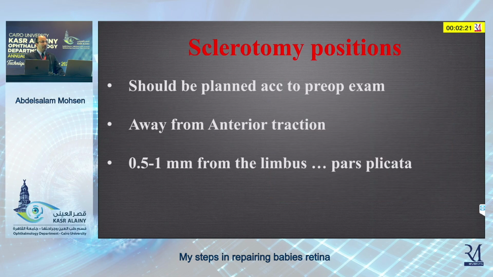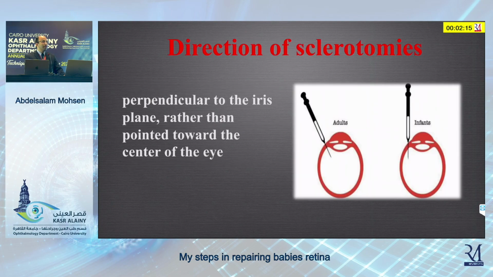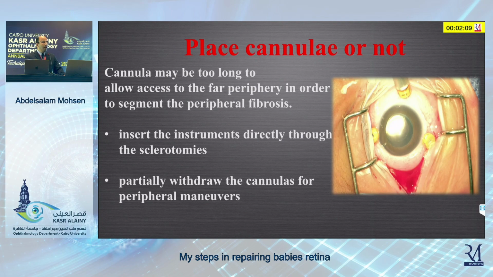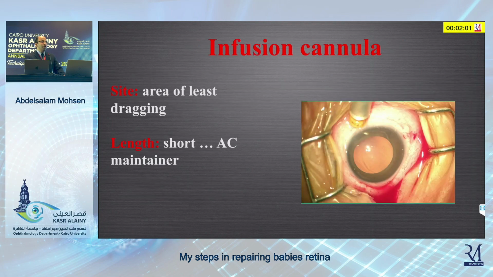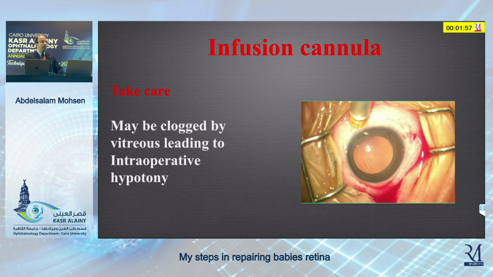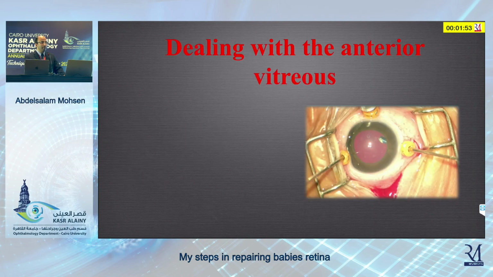The sclerotomy position should be planned according to the preoperative examination, away from any anterior traction, and it is placed 1 millimeter from the limbus. It is placed perpendicular to the iris rather than pointed toward the center of the eye as in adults. The cannulas may be too long to allow access to the periphery, so we may insert the instruments directly through the sclerotomies. The infusion cannula site should be planned at the area of least dragging, and take care, it may be clogged by the vitreous, causing intraoperative hypotony while working.